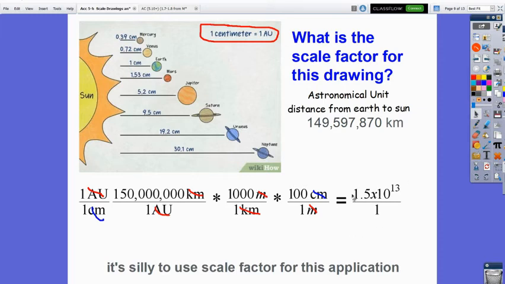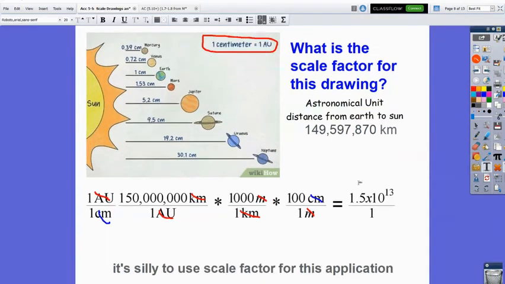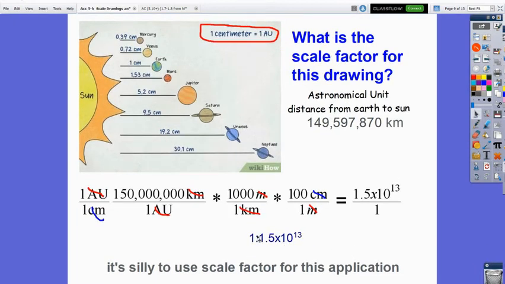And actually, this is not how you write the scale factor, right? The proper way to write it is always to have the model length first. Okay, this is the scale factor: 1 to 1.5 times 10 to the 13th. And again, no units because they're the same.